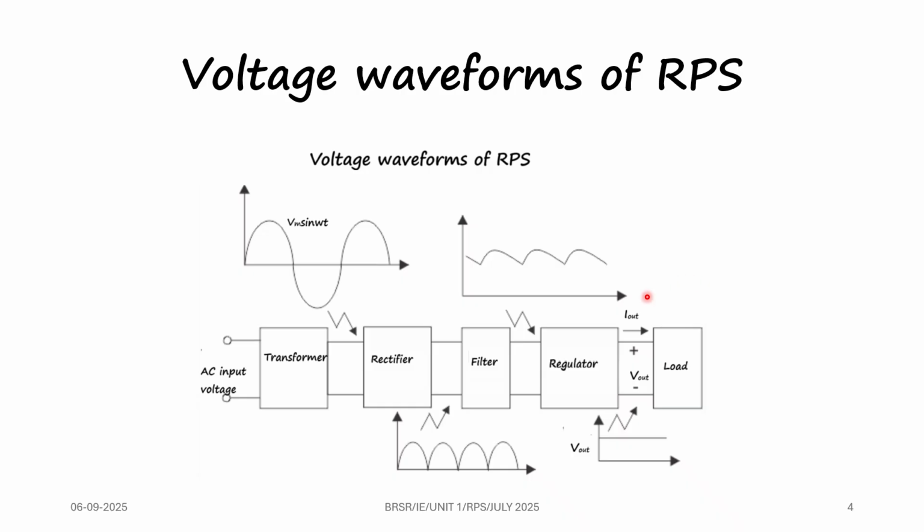Irrespective of the changes in the load voltages or load terminals, because of the presence of the regulator, the output voltage from RPS remains a steady DC voltage. The voltage regulator used here takes care of the variations in the input voltage or the variations in the load side. Whatever happens, the output voltage is maintained constant because of the regulator.